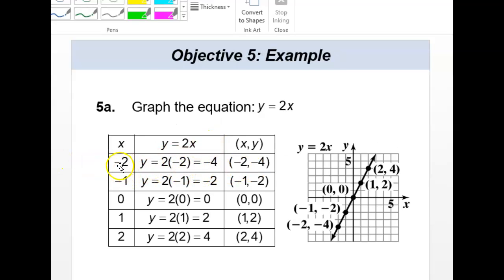So I do this finding solutions. The equation here is y equals 2x. So 2 times negative 2 is negative 4. I started with x is negative 2, so that's my x coordinate. Then I get negative 4. I can plot that point.